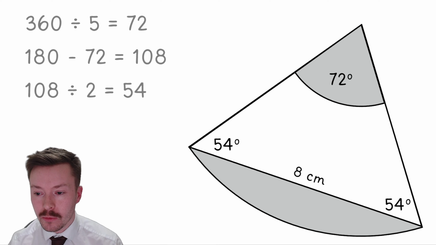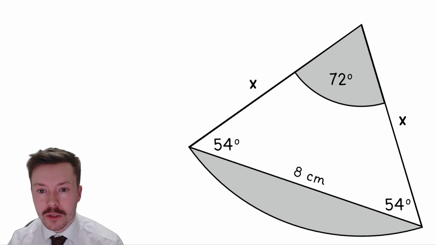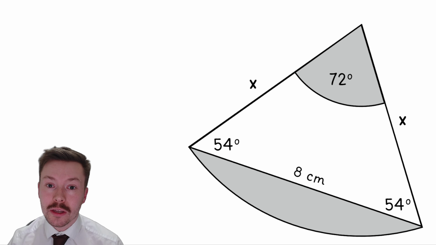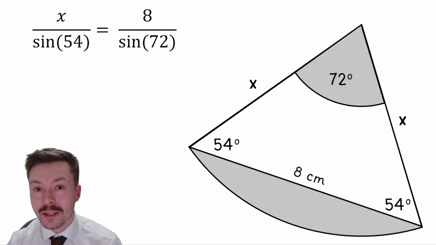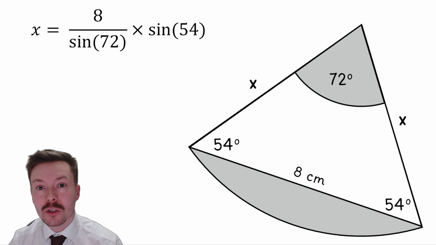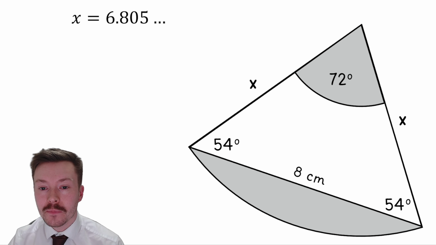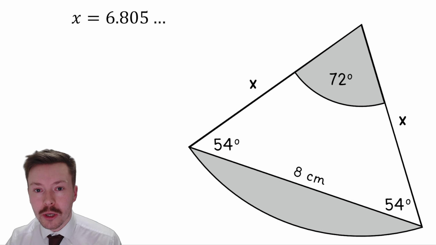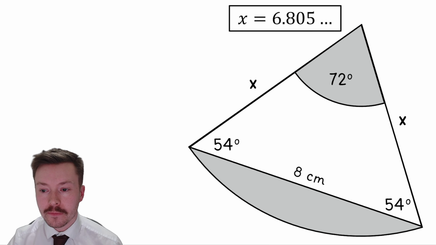We can then work out the lengths at either side, so the radii, so these lengths x, by using the sine rule. So we've got x over sine 54 is equal to 8 over sine 72. Rearranging that, we get that x is 8 over sine 72 times by sine 54. That gives us x is 6.805... Now, I've put the dot dot dot there because I'm going to store that number on my calculator. I don't want to get a rounding error.